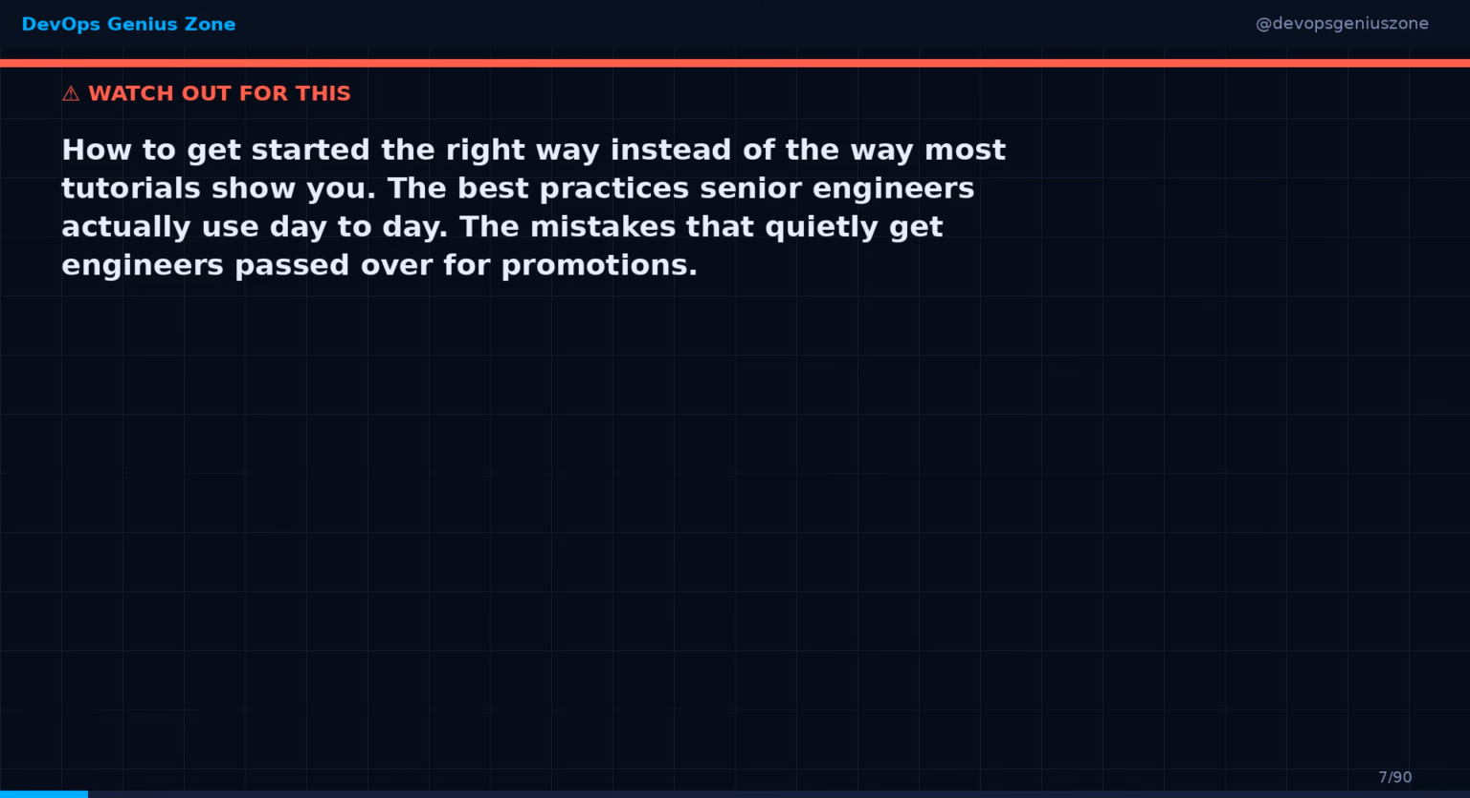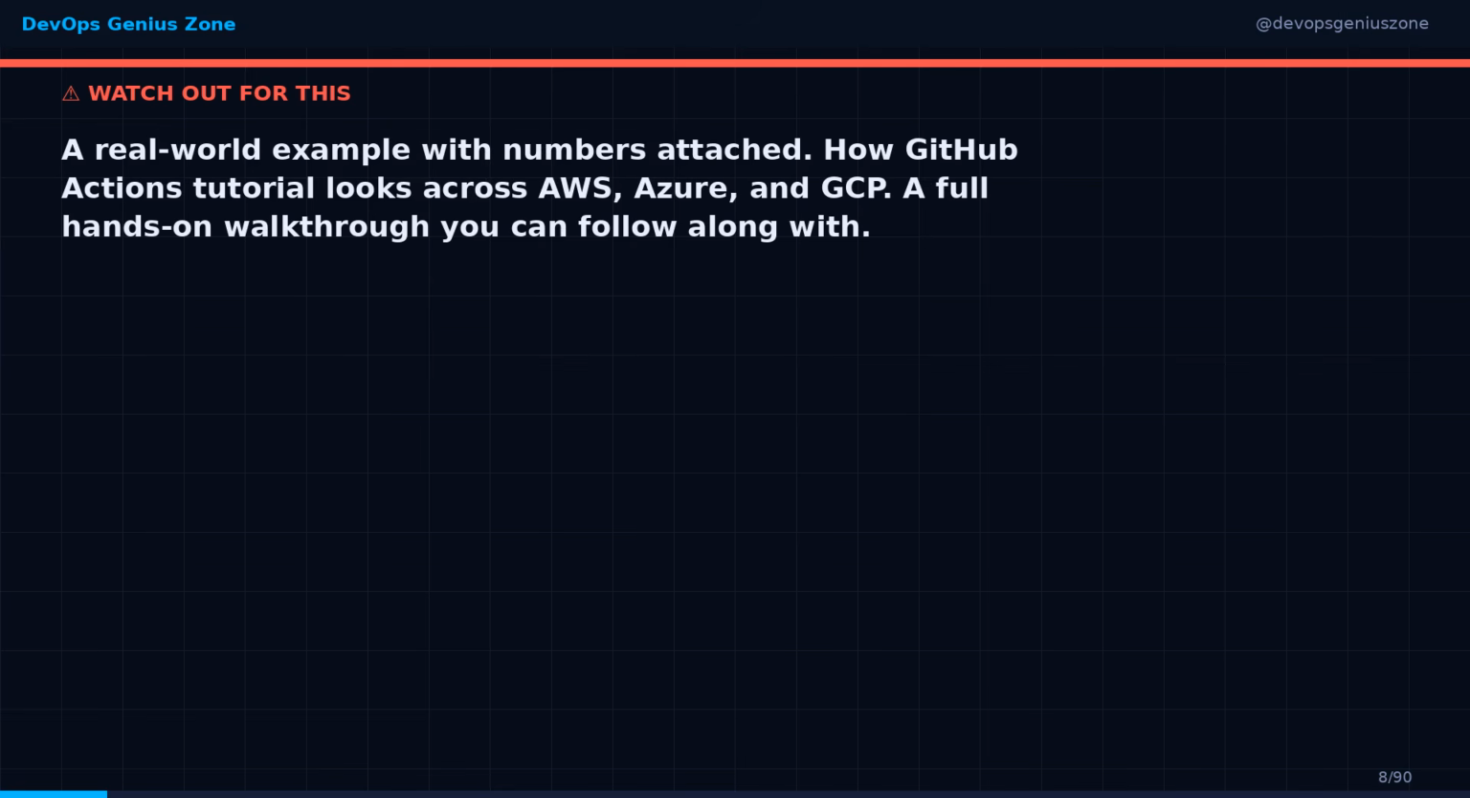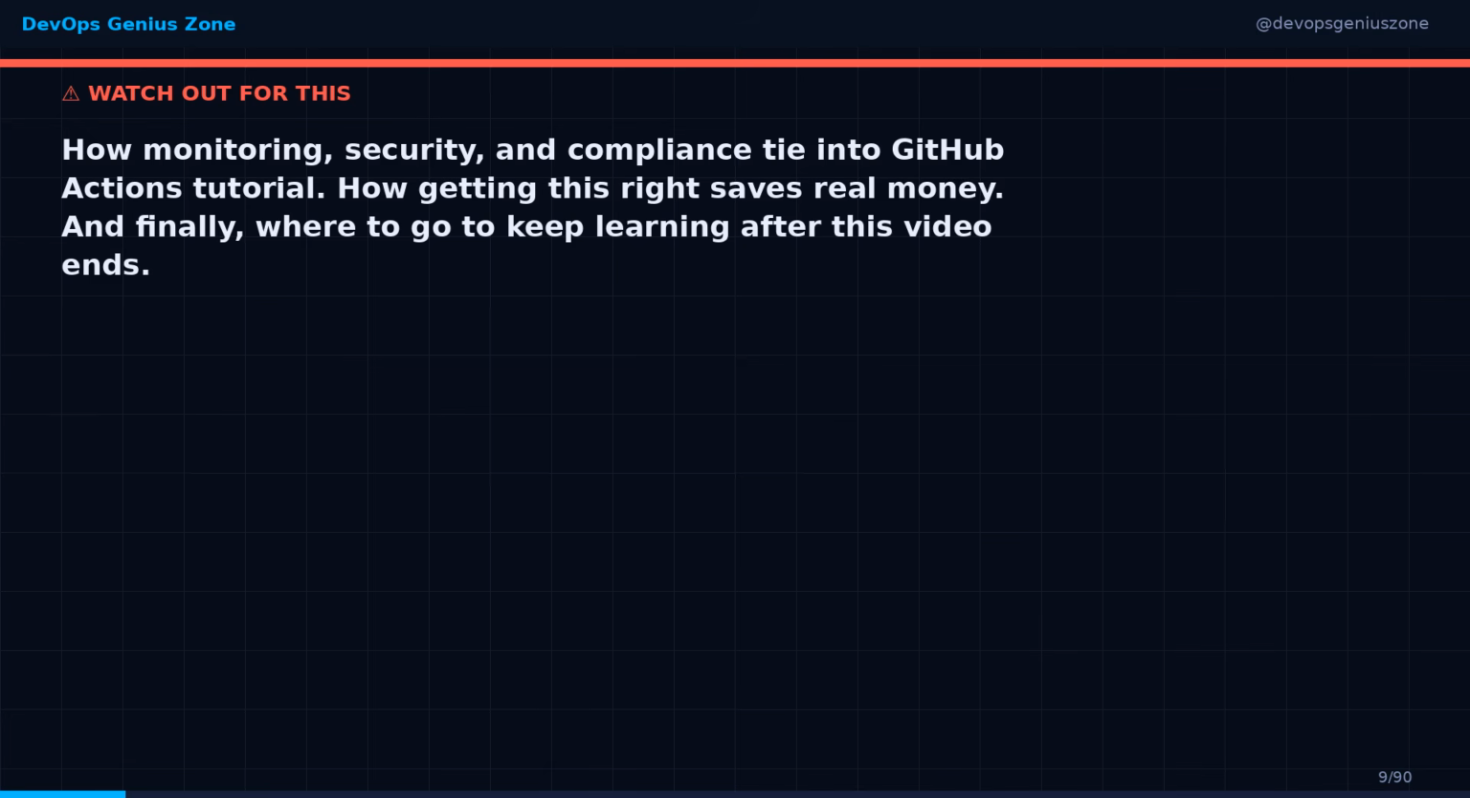How GitHub Actions tutorial looks across AWS, Azure, and GCP. A full hands-on walkthrough you can follow along with. How monitoring, security, and compliance tie into GitHub Actions tutorial. How getting this right saves real money. And finally, where to go to keep learning after this video ends. Let's get into it. First, let us talk about why GitHub Actions tutorial matters so much right now.